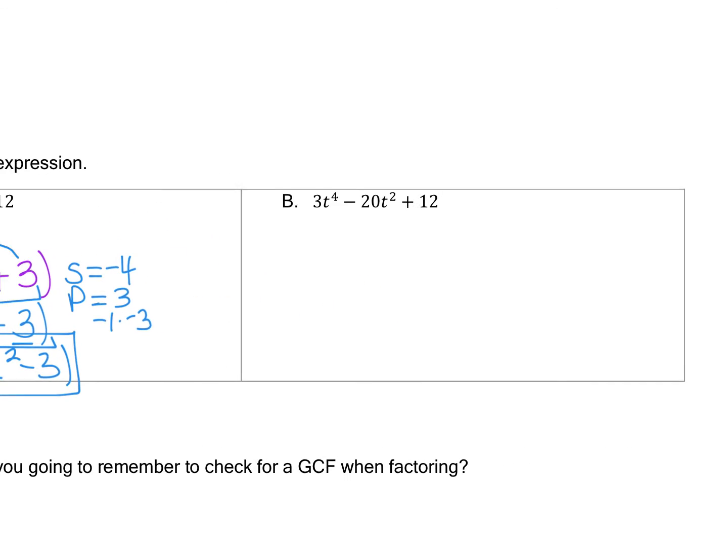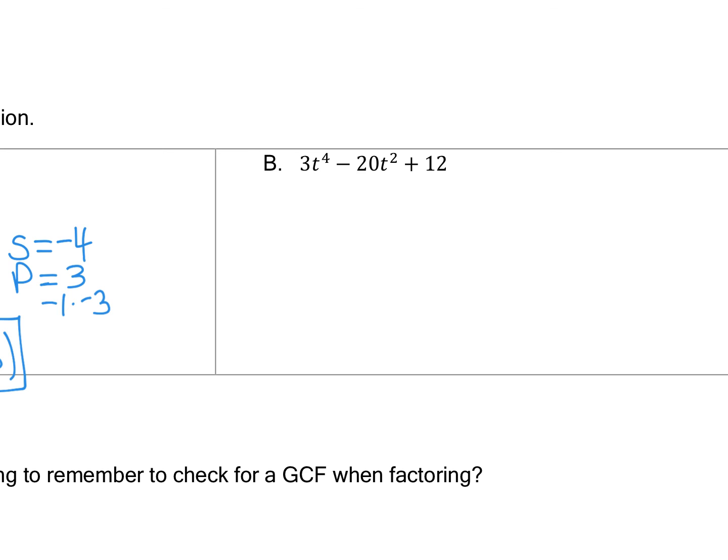Okay, so let's look at the last one. So first thing I check for is the greatest common factor. I'm trying to figure out if there's anything that will go into all three of them. Notice they don't have a variable in common, and nothing will go into 3, 20, and 12. So there's no GCF. So since this is a trinomial, I needed to use sum and product. Sum is the middle number, and product is what I get when I multiply those together. So 12 times 3 is 36.